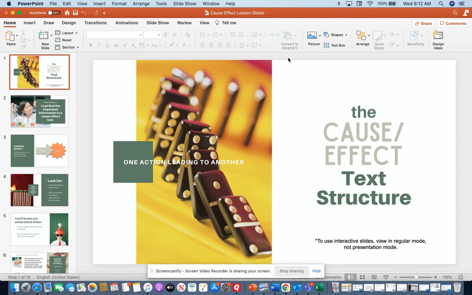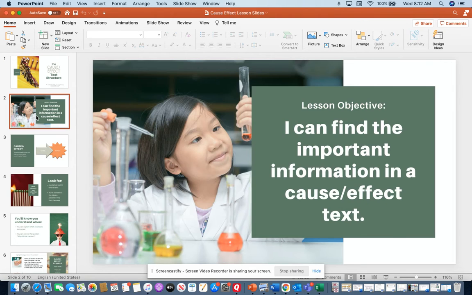The text structure that we are looking at for today is the cause and effect text structure. So remember, we're looking at this in nonfiction books, so books that are real, that are telling real stories. And the cause and effect text structure is one action leading to another. Our objective for this structure is being able to find the important information in a cause and effect text.